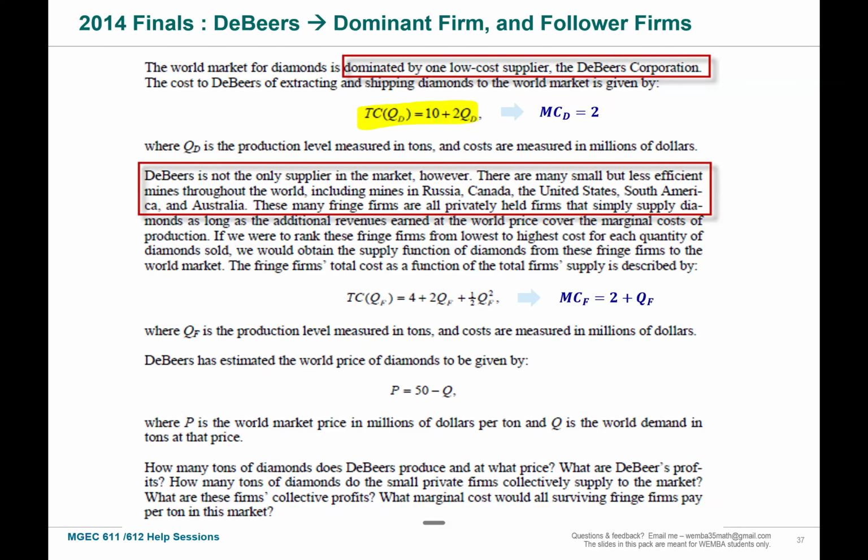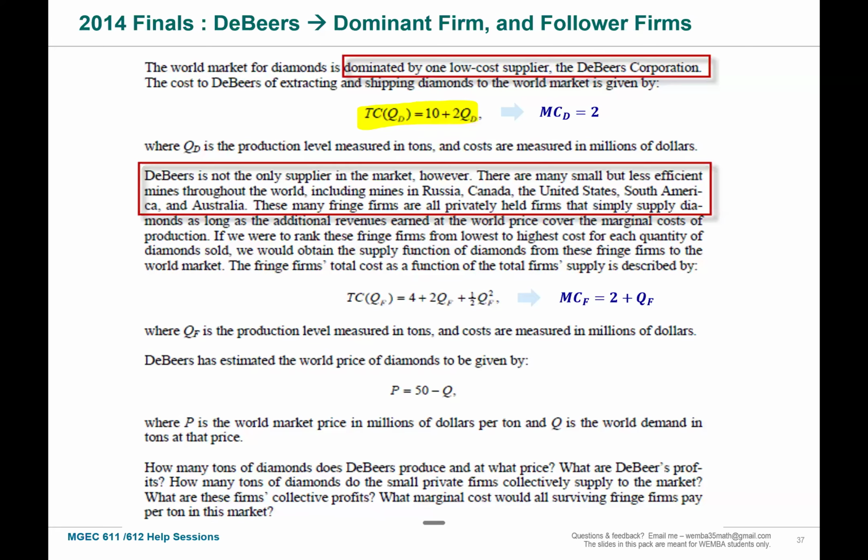So the situation is you have a diamonds market, you have De Beers as a dominant firm, and its cost function is given. You have a lot of fringe firms, and their cost function is given. So the question is, what's the price that De Beers sets? How much does it produce? And how much do the fringe firms produce?